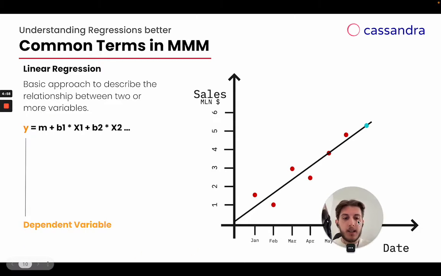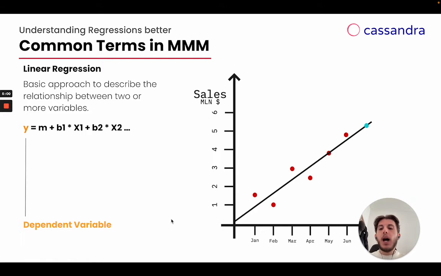And I'll move myself to the right side for a moment. Y is the dependent variable, and it's called so because if there is any change in any other variable of the equation, that's going to affect the y. So that's why it's called the dependent variable. Specifically, our dependent variable is the variable that we want to predict, that we want to model using marketing mix modeling, using linear regression. So in this case, the sales is our dependent variable, okay?